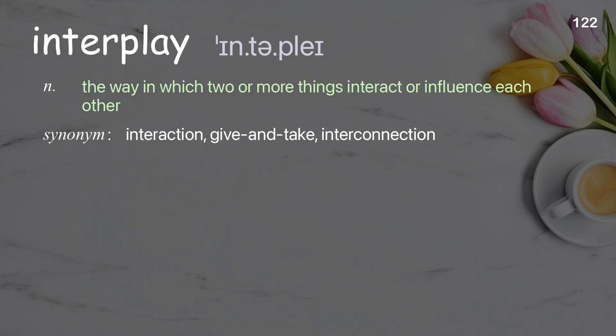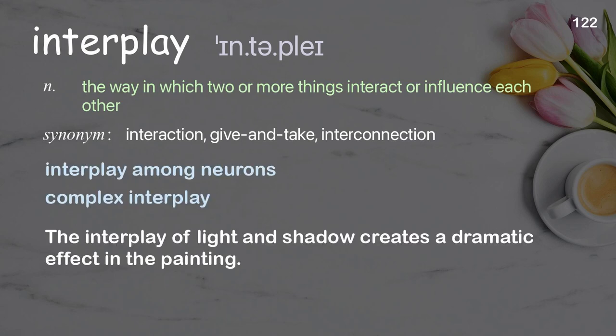Interplay. The way in which two or more things interact or influence each other. Examples. Interplay among neurons. Complex interplay. The interplay of light and shadow creates a dramatic effect in the painting.